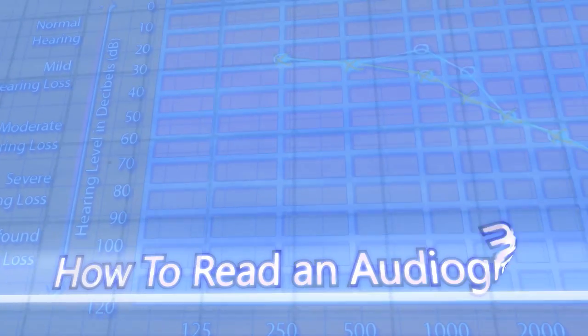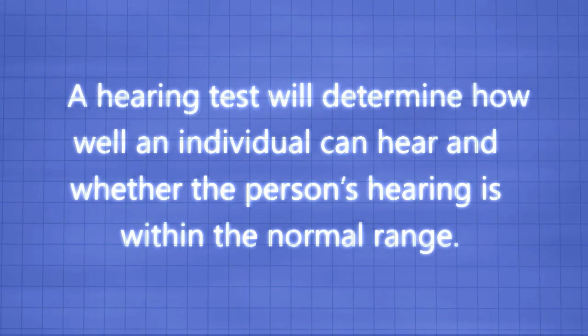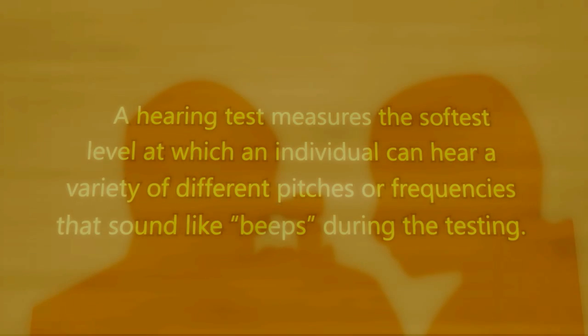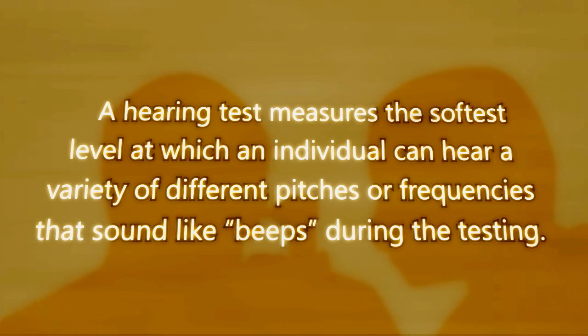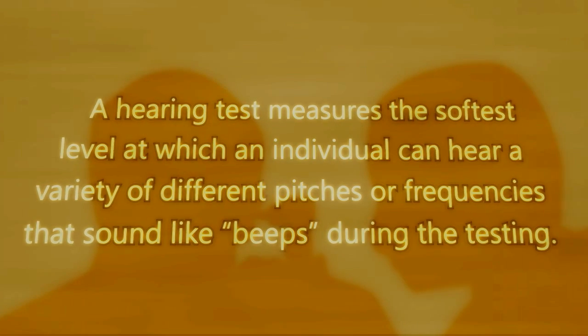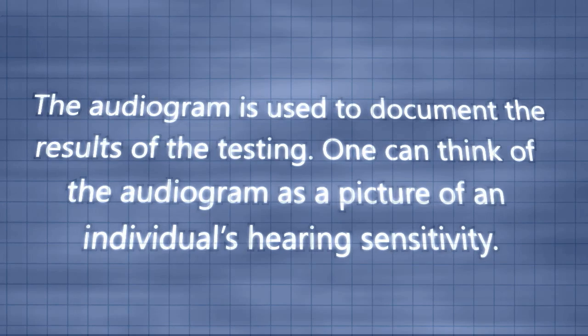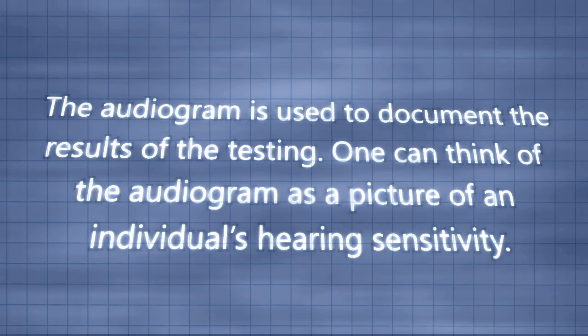How to read an audiogram. A hearing test will determine how well an individual can hear and whether the person's hearing is within the normal range. A hearing test measures the softest level at which an individual can hear a variety of different pitches or frequencies that sound like beeps during the testing. The audiogram is used to document the results of the testing. One can think of the audiogram as a picture of an individual's hearing sensitivity.